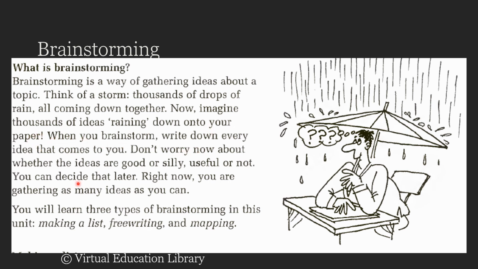When you brainstorm, write down every idea that comes to you. Don't worry now about whether the ideas are good or silly, useful or not. You just brainstorm it. You can decide this later. Right now, you are gathering as many ideas as you can. You will learn three types of brainstorming in this unit: making a list, free writing, and mapping. So, these are three techniques of brainstorming.